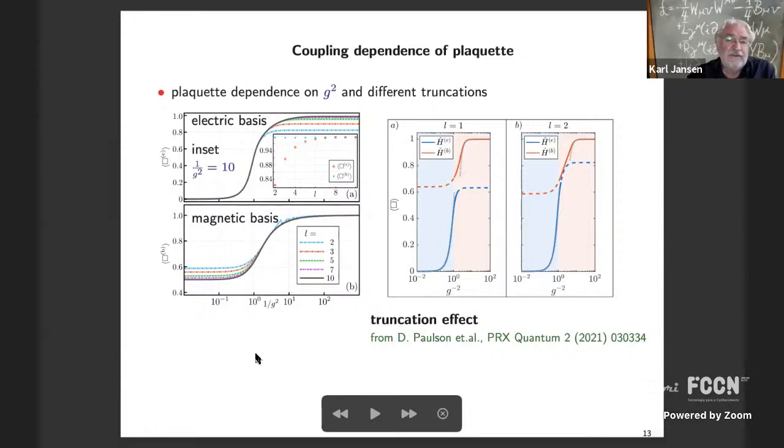And the opposite is true if I use the magnetic basis. I have large truncation effects for small values of the coupling, but I basically don't see any truncation effect when I go towards the continuum limit.